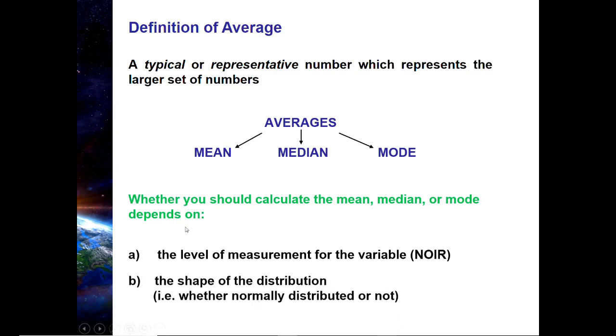Okay, so the other thing that determines whether you'll calculate the mean, median, or mode is the shape of the distribution, whether it's normally distributed or not. So for example, is it normally distributed, positively skewed, or negatively skewed? All right, that's what we mean here when we say if it's normally distributed or not. We want to know about the shape. For example, positive skew, negative skew. That can affect which average you calculate.